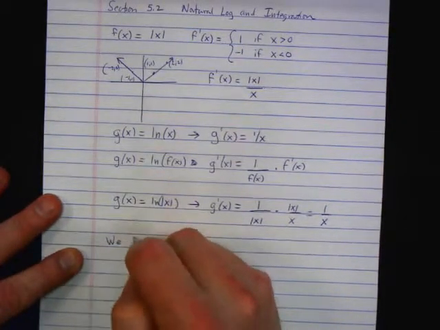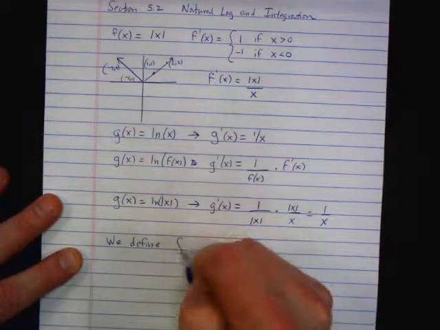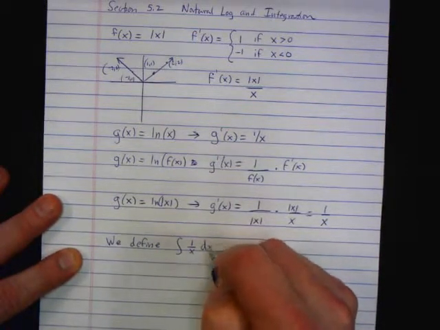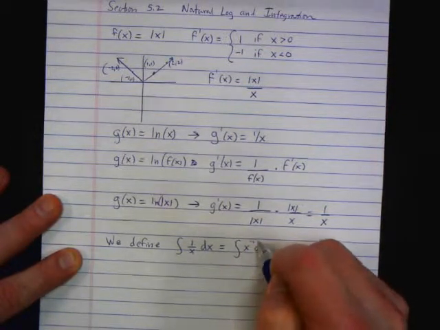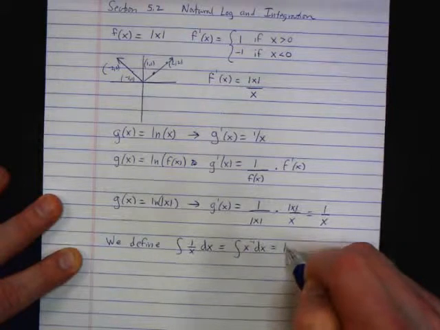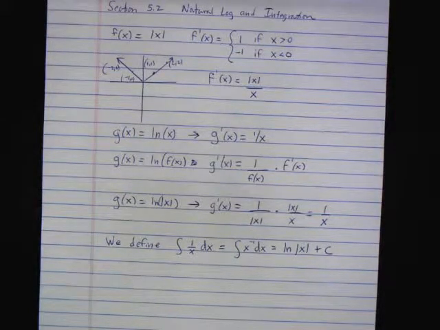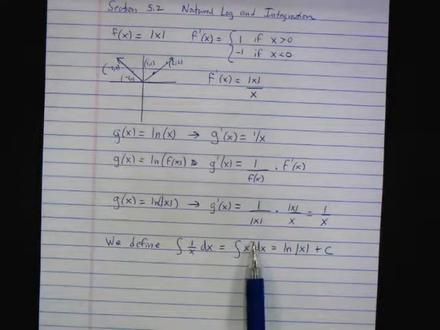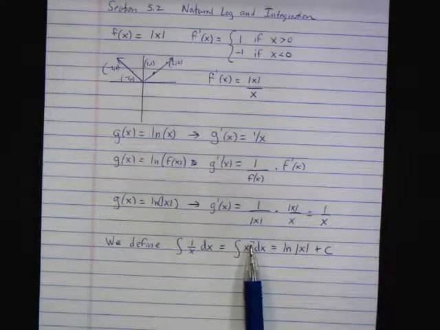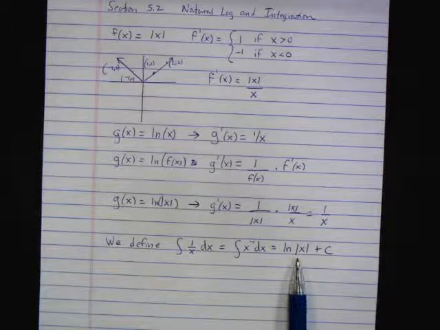All right. We define, because of what we just showed, the integral of 1 over x dx, which is the same as the integral of x to the negative 1 dx, to be the natural log of the absolute value of x. And of course, we always throw a plus c on the end. So that fixes the power rule that we had in Calc 1. In Calc 1, we had a power rule for integrals, and the power rule worked as long as the power was not the number negative 1. So here's our rule, power rule, when the exponent is the number negative 1.